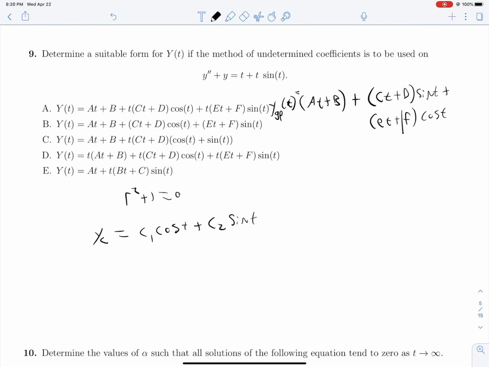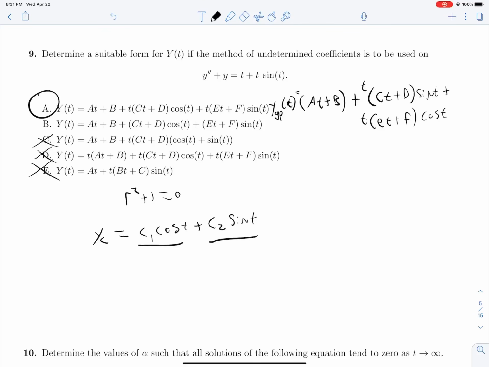But since this is our guess for y particular of t, we see that this guess has some constant times cosine and some constant times sine in it, and our solution for the characteristic equation has some constant times cosine and some constant times sine. If we multiply both of these by t, we will no longer have that problem. So the answer that we are looking at is right here, answer choice A.